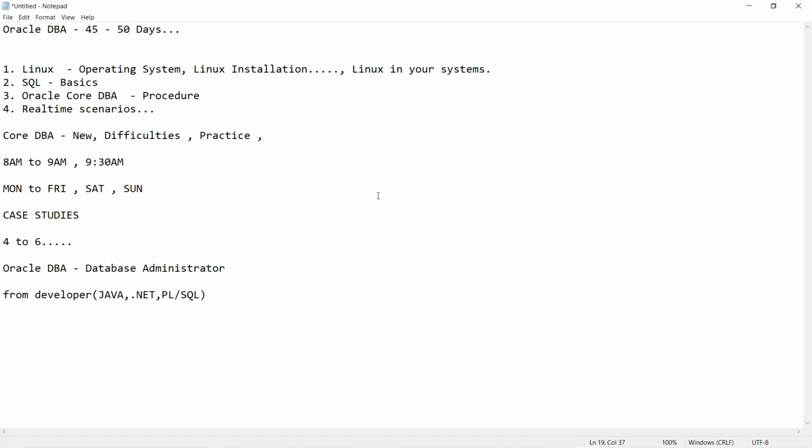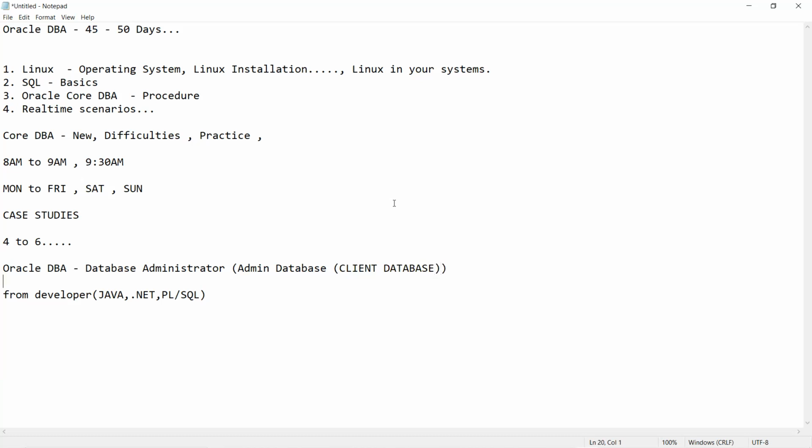There is nothing to develop from your side. You are an administrator who will manage your database. For now you will install it in your system and manage the database, but in real time, you will manage your client's database.